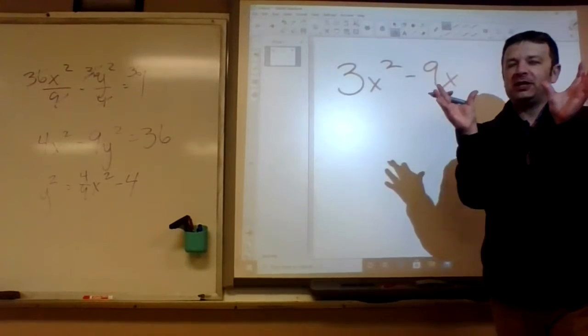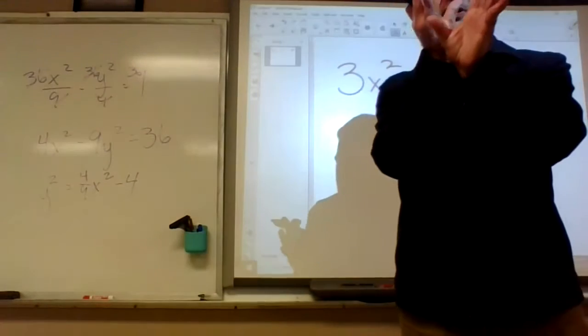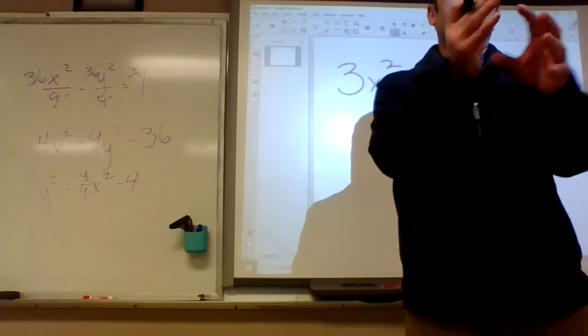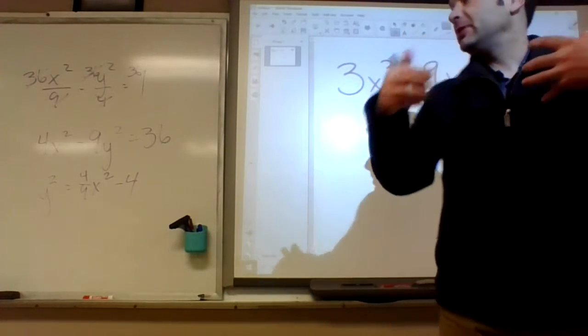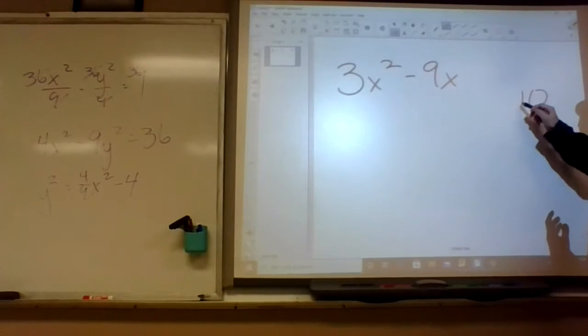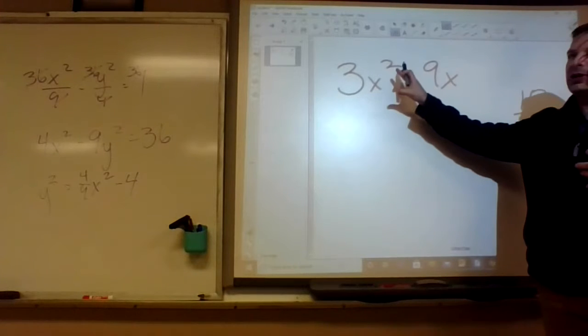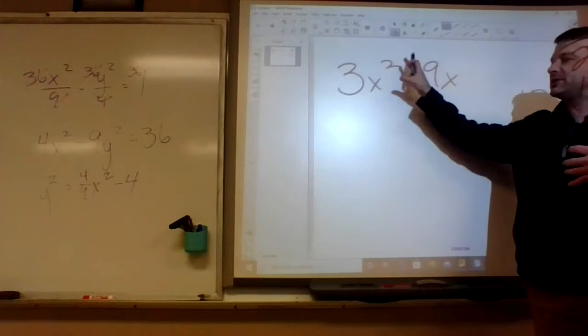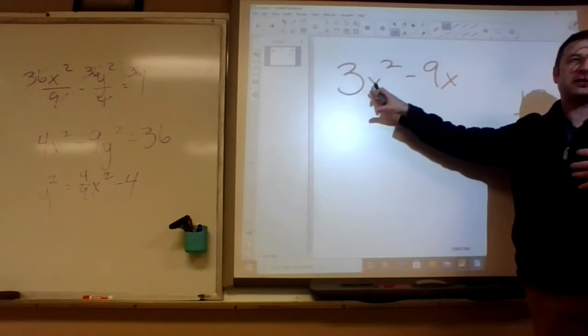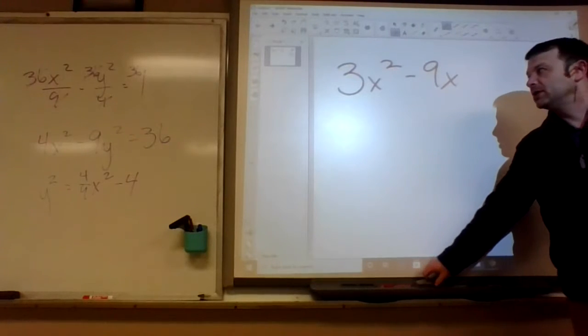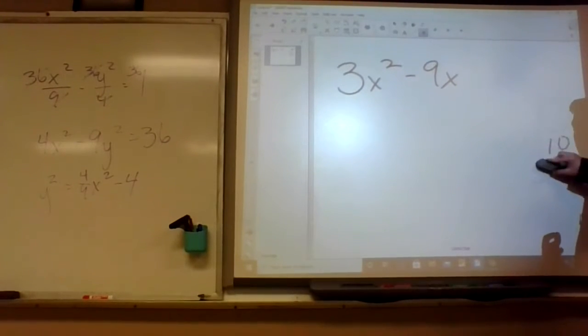Factor, remember, means factors are things that multiply into something else. So when I say factor, like the factors of 10 are 2 and 5, 1 and 10. Factors of this are what times itself, or what times what could equal this. That's what I mean by factoring. Well, yeah. 3 is prime, and then 3 times 3 is 9.